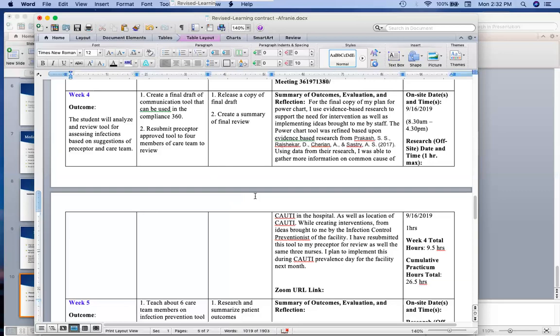Using data from the research, I was able to gather more information on common causes of CAUTI in the hospital, as well as locations of CAUTI, while creating interventions from ideas brought to me by the infection control preventionist, who happens to be my preceptor. I have resubmitted this for my preceptor to review, as well as the same three nurses that I interviewed in week two. I plan to implement this during the CAUTI prevalence day in the facility that's happening next month.